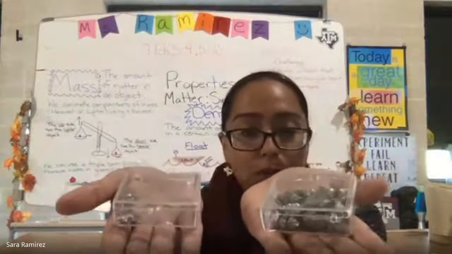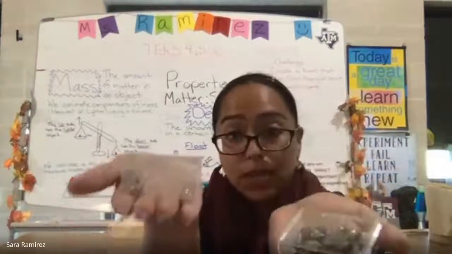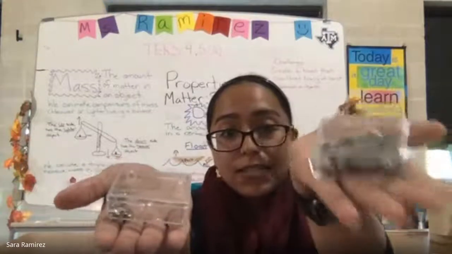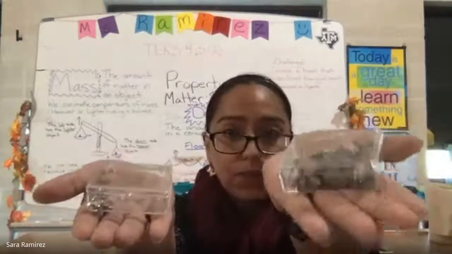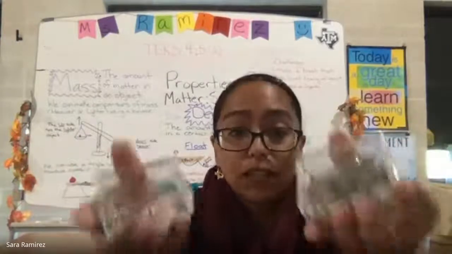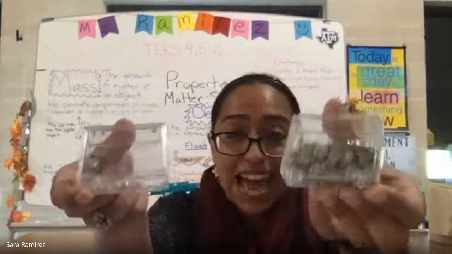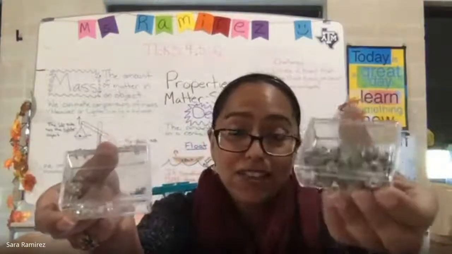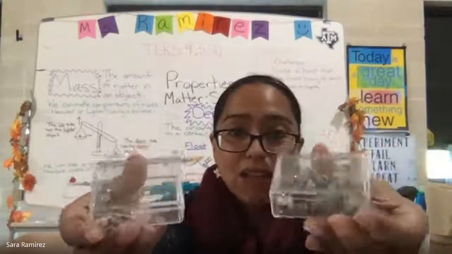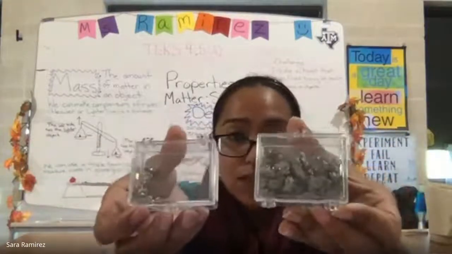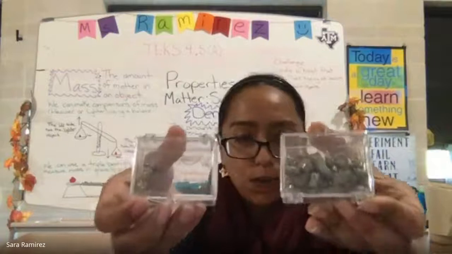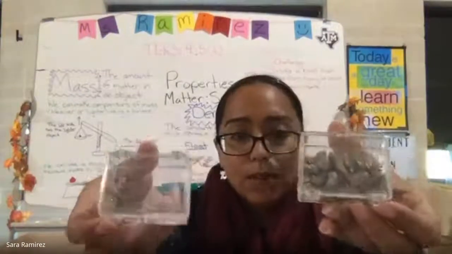So I know by holding these and feeling them that this box has more mass. It feels heavier. I can tell by looking at them that this box is more dense. It has more matter inside of it. And then I can tell by looking at them that these boxes have the same volume. So they both take up the same amount of space.